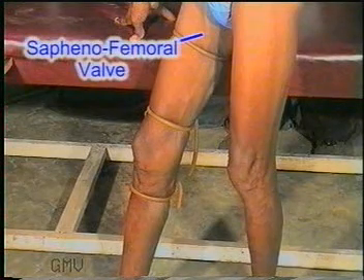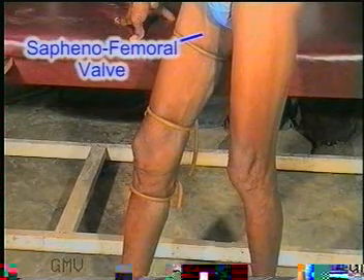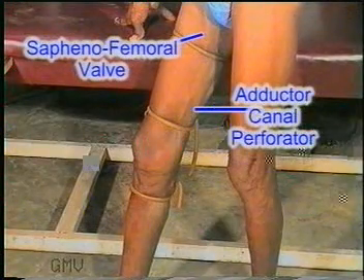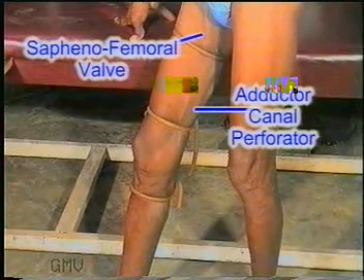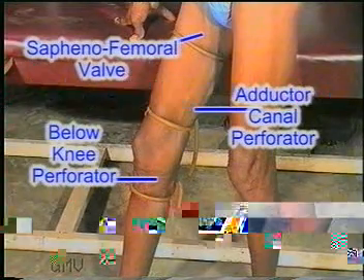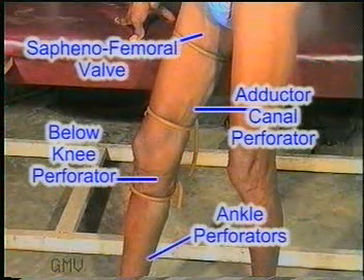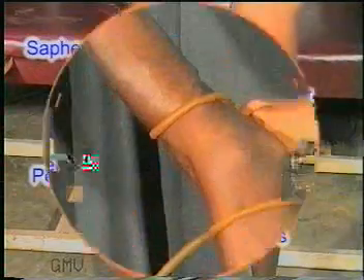The saphenofemoral valve above the first tourniquet, the mid-thigh perforator in adductor canal between the first and the second tourniquets, the below-knee perforator between the second and third tourniquets, and the ankle perforators below the third tourniquet. The tourniquets should be just tight enough to occlude only the superficial veins.